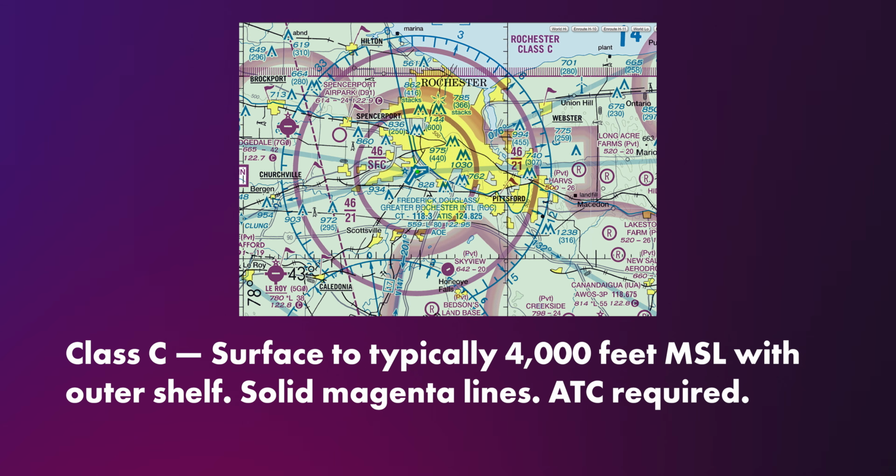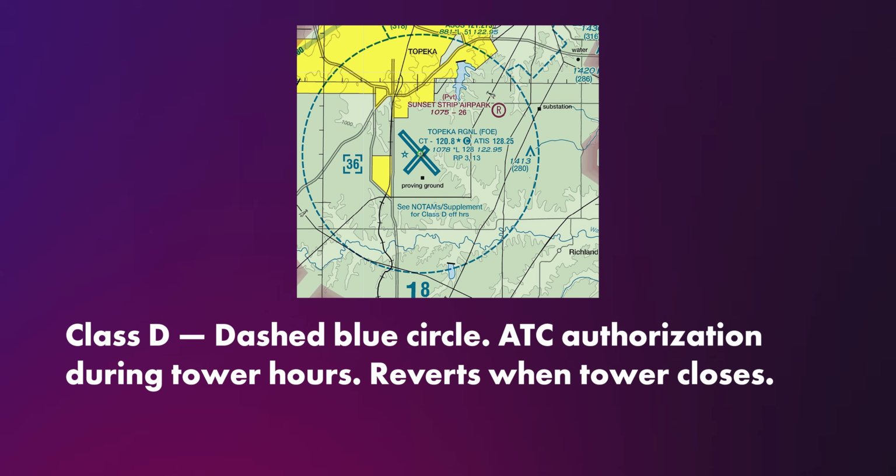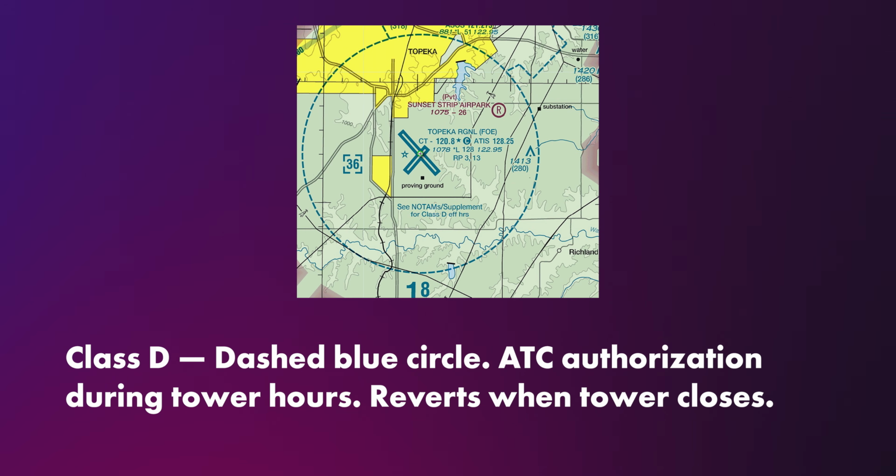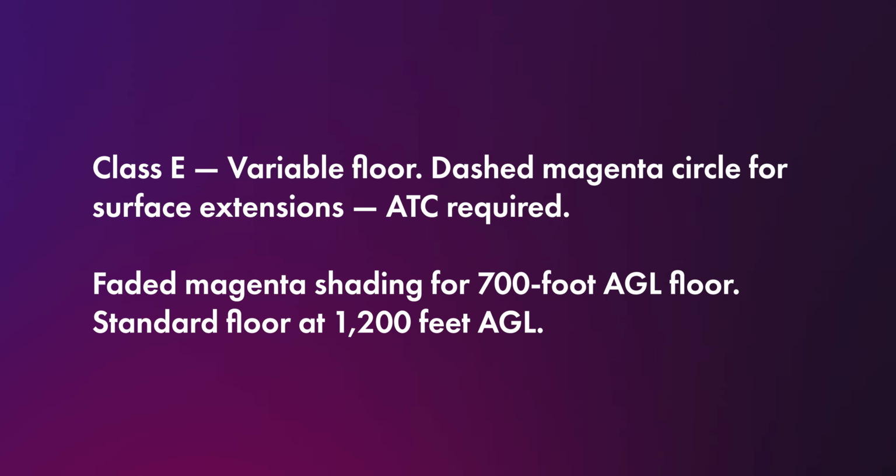Class C, surface to typically 4,000 feet MSL. Solid magenta lines. ATC authorization is required. Class D, dashed blue circle. ATC authorization required during tower hours. Reverts when tower closes. Class E, variable floor.